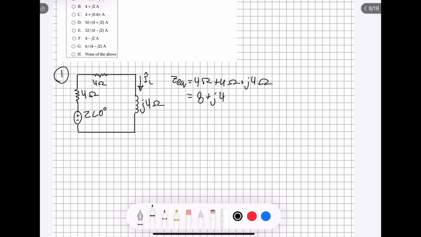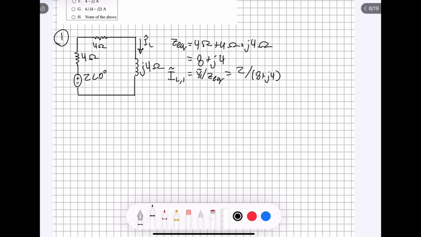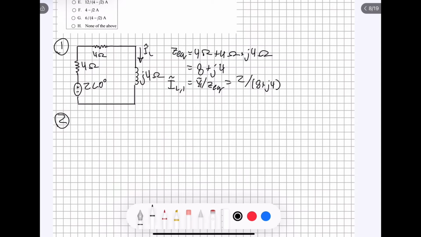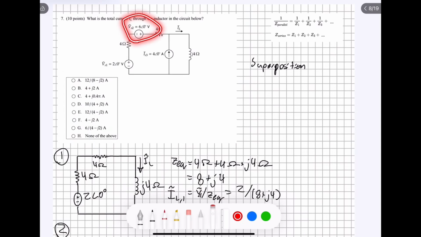Now that's just the impedance. In order to find the current, we just use Ohm's law. We know that I tilde L is going to be equal to V tilde of the source divided by our equivalent impedance. And we know that this is equal to 2. So we're going to have 2 divided by 8 plus j4. And that is going to be our current based on source number 1, is that fraction right there. Now moving on to source number 2. We see up here, that's the source up here that's equal to 6 volts.